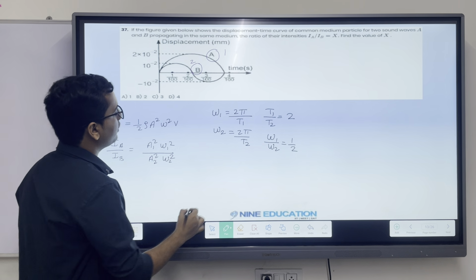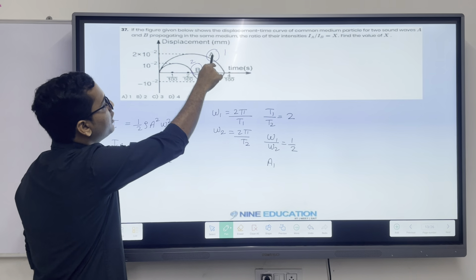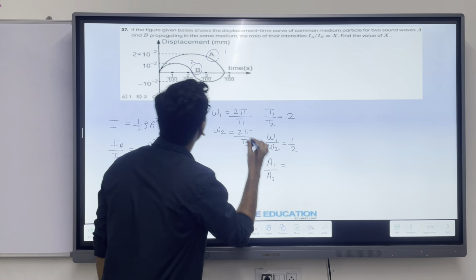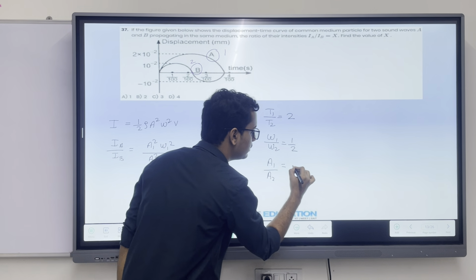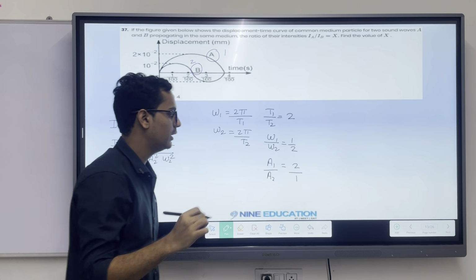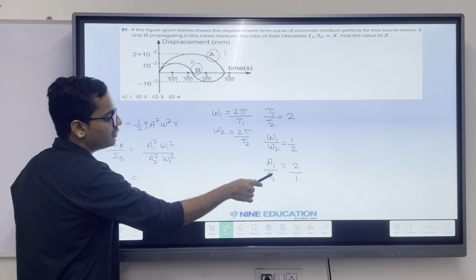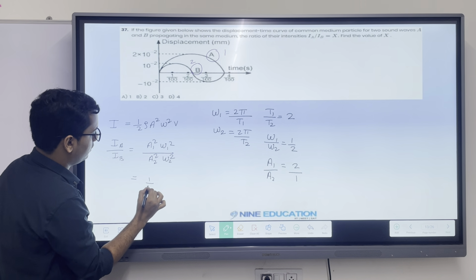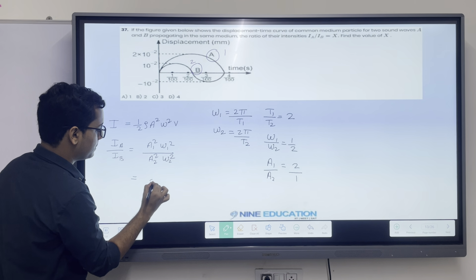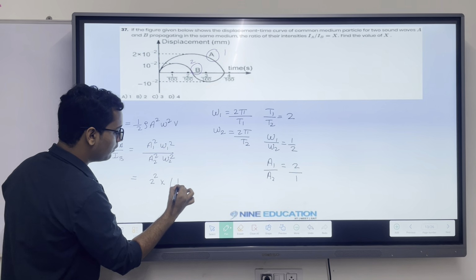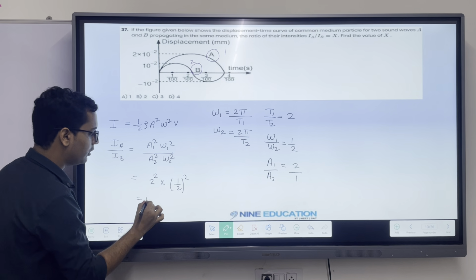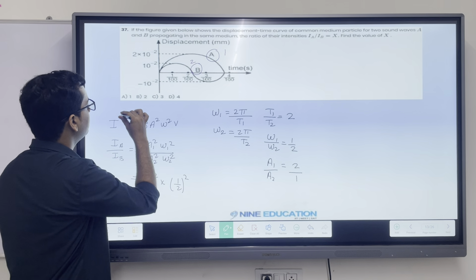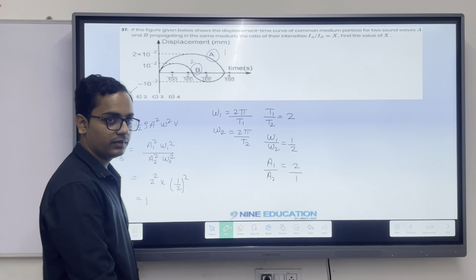What about A1 by A2? What is the amplitude of this first wave? It is 2 into 10 power minus 2. And for A2, the amplitude is 10 power minus 2. So 2 divided by 1, which is 2. Substitute these values over here. So you are getting 2 square into 1 by 2 square. A1 by A2 is 2. Omega 1 by omega 2 is 1 by 2. They cancel. Answer is 1. Okay.